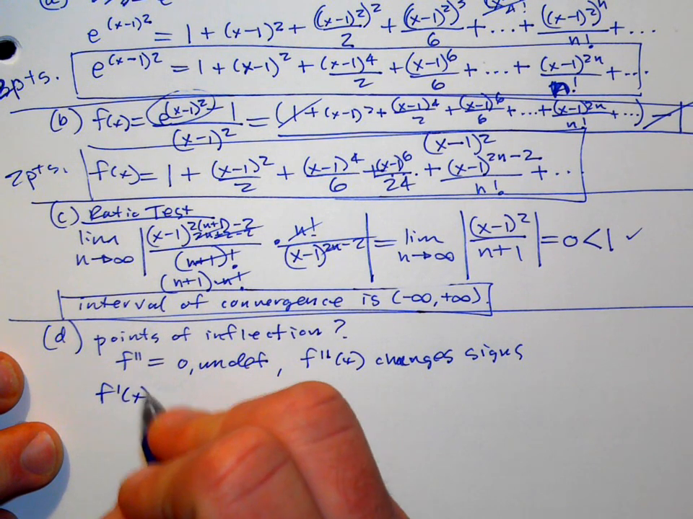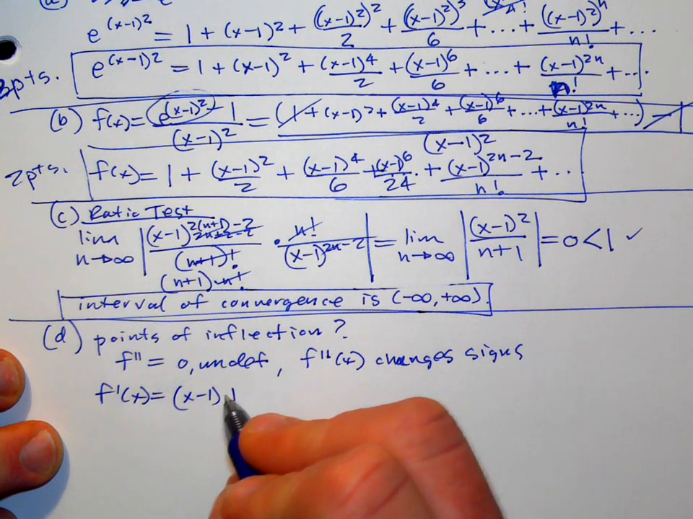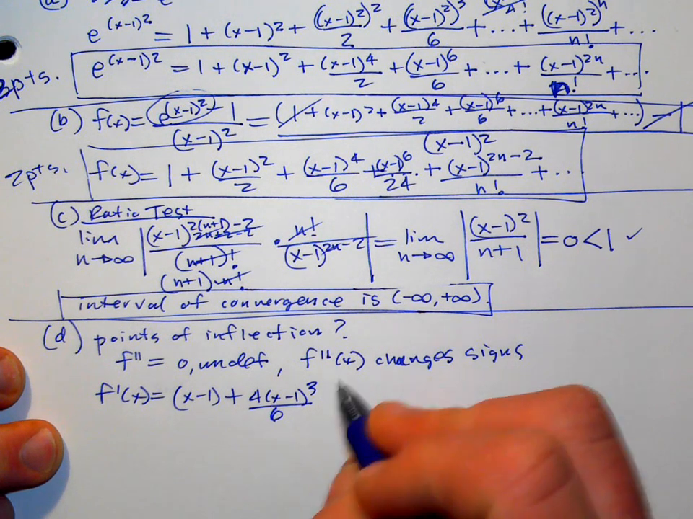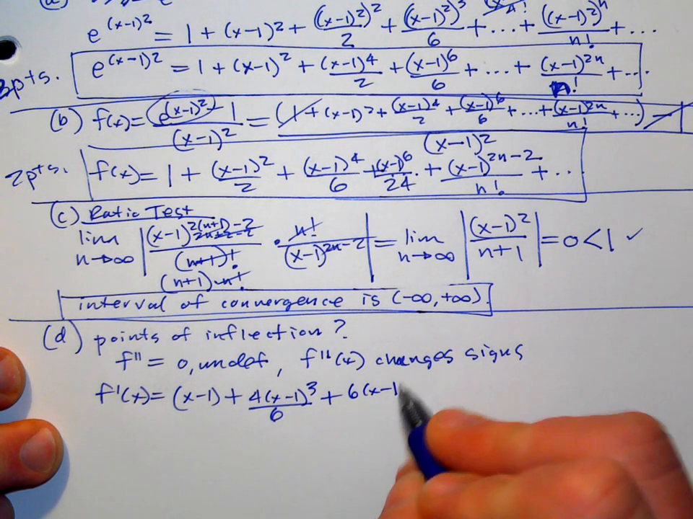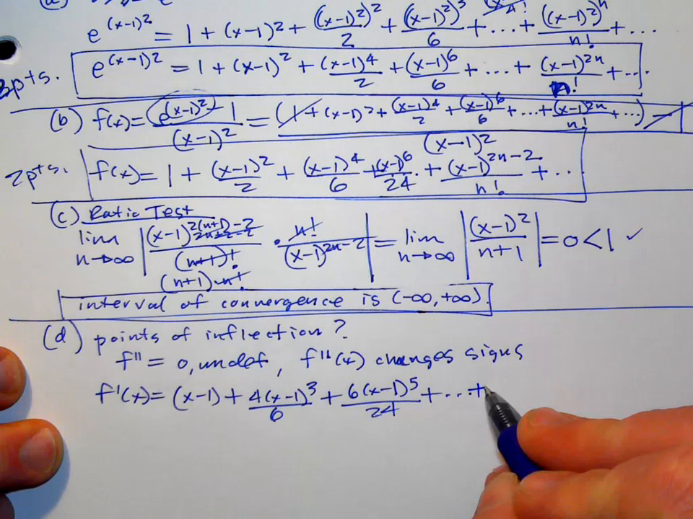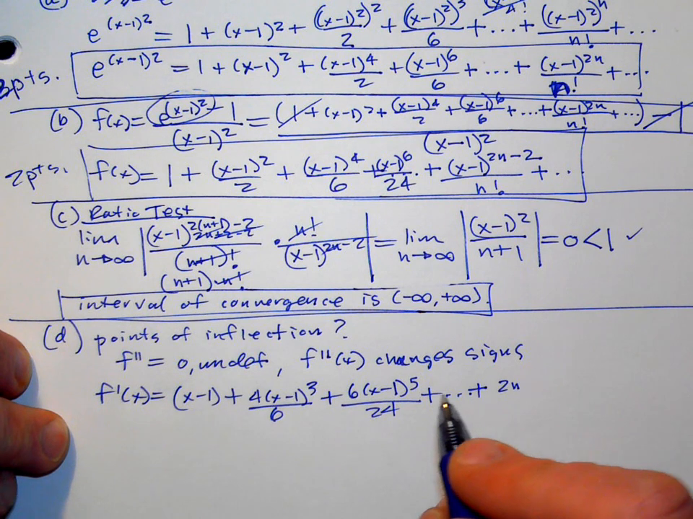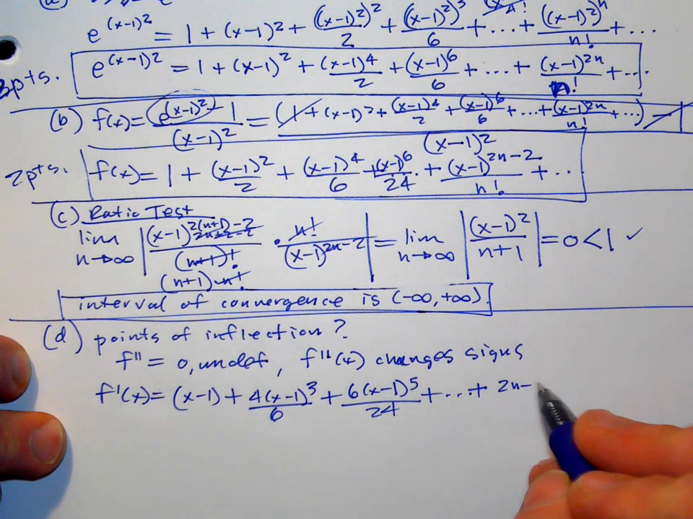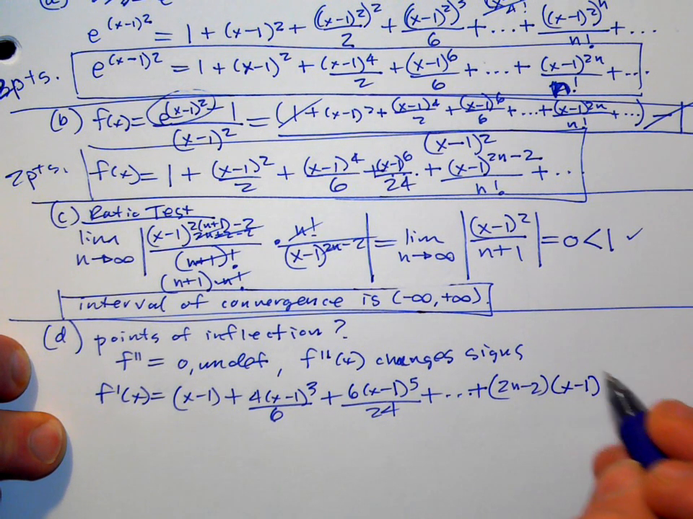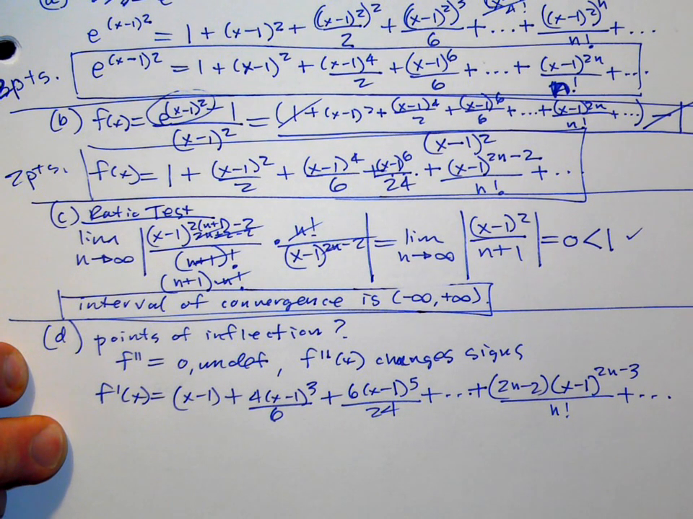So we're going to find f prime, which would be x minus 1, because the 2 cancels the 2, plus 4(x minus 1) cubed over 6 plus 6(x minus 1) to the 5th over 24 plus dot, dot, dot, plus (2n minus 2) times (x minus 1) to the 2n minus 3 over n factorial plus dot, dot, dot. Okay, so that's the first derivative.